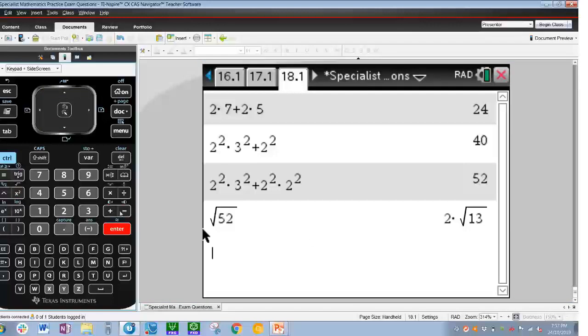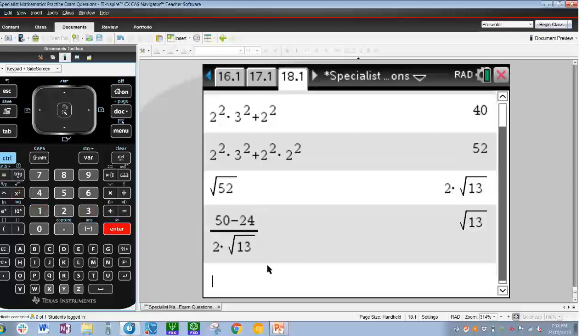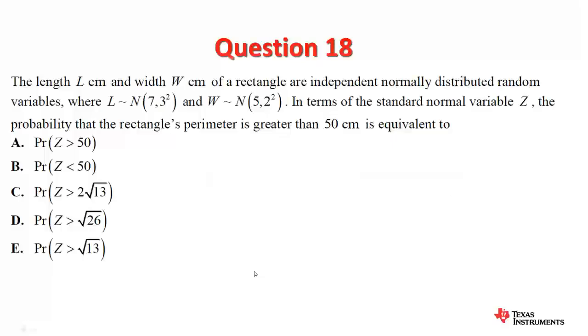So the equivalent z value for a perimeter of 50 is 50 minus the mean, which is 24, divided by the standard deviation, which is 2 square root 13. Enter, and there we go. So the equivalent z value is root 13. So for the perimeter to be greater than 50 is the same as z greater than root 13, or option C.